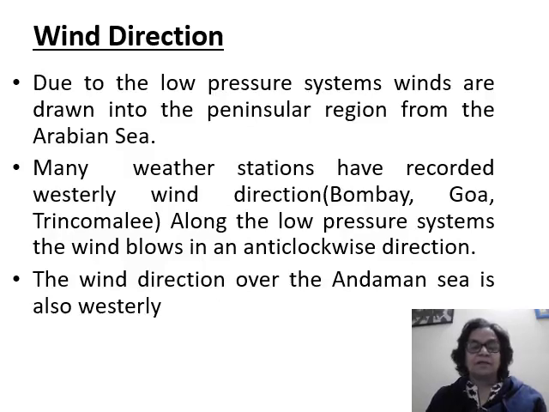In general, we find that the wind direction in the northern hemisphere is in anti-clockwise direction around the low pressure system, and you can see this kind of wind direction.